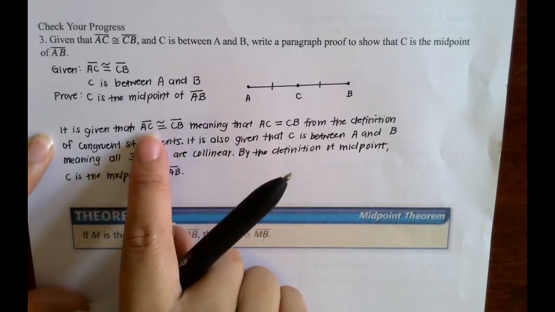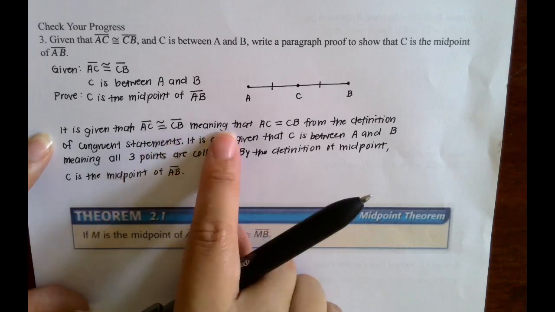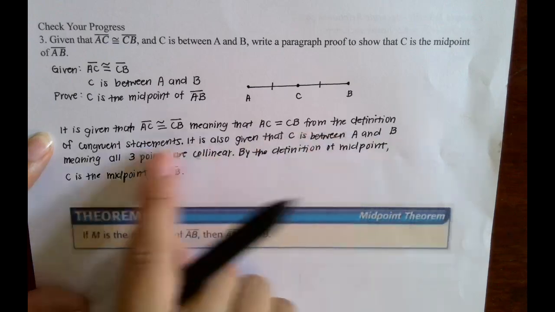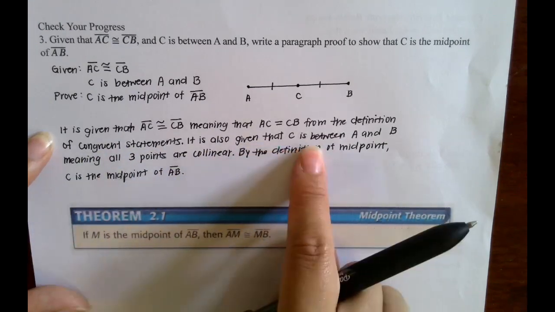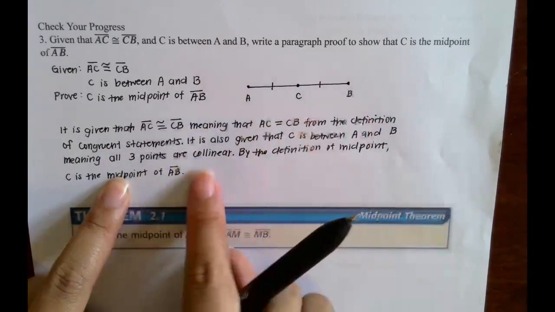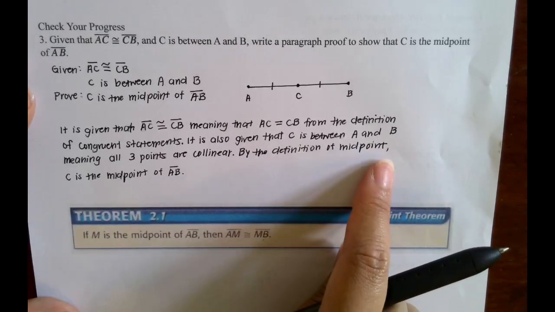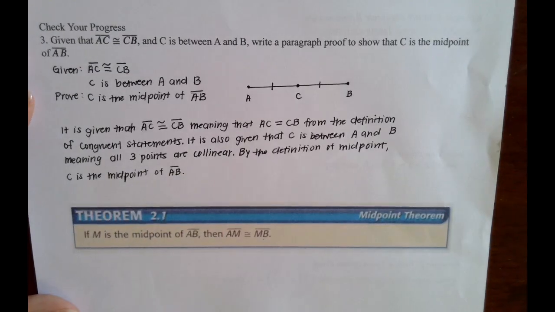It is given that segment AC is congruent to segment CB, meaning that the length of AC should equal the length of CB from the definition of congruent statements. It's also given that C is between A and B, meaning all 3 points here are collinear. And as a result, by the definition of midpoint, C is the midpoint of segment AB.